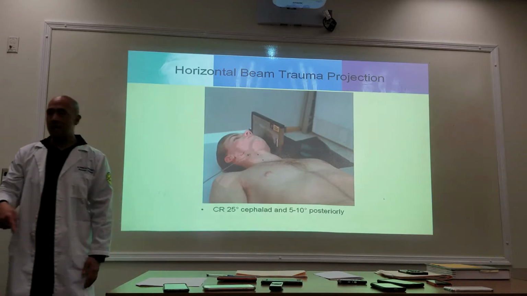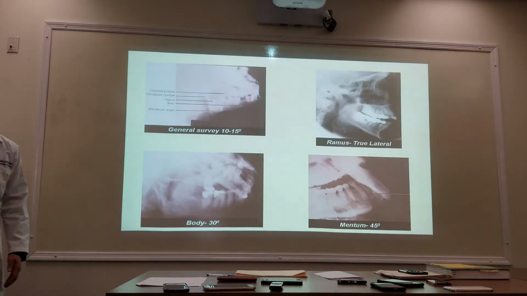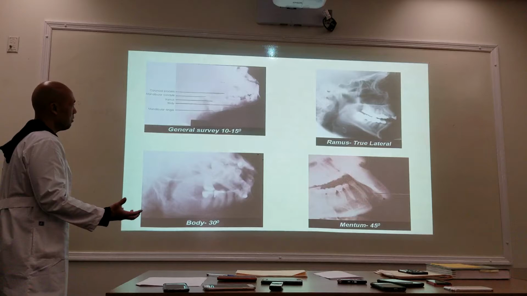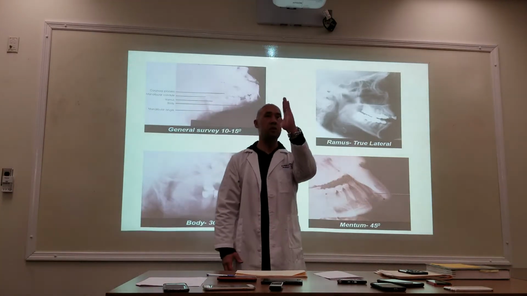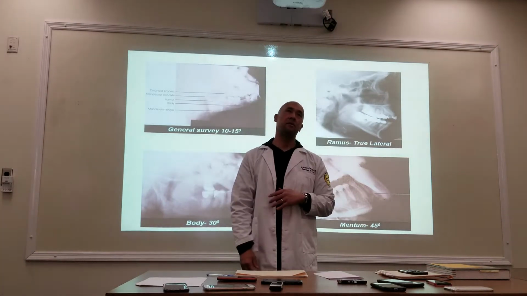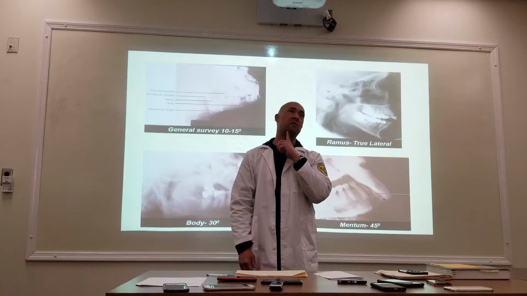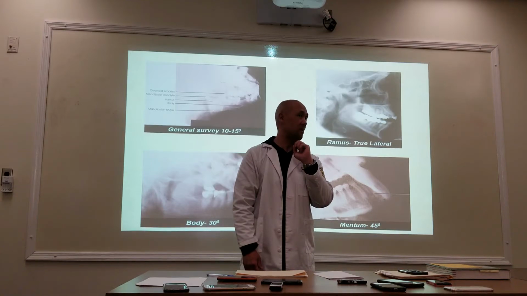Okay? Now, if we hit on over here, let's look at this. The general rotation, so again, if we're just doing a regular axial lateral, it's going to be 25 degrees. If I wanted to do a general survey, it's going to be 15 degrees. If I want to look at the body, it's going to be 30 degrees. If I wanted to look at the mentum, it's going to be 45 degrees.